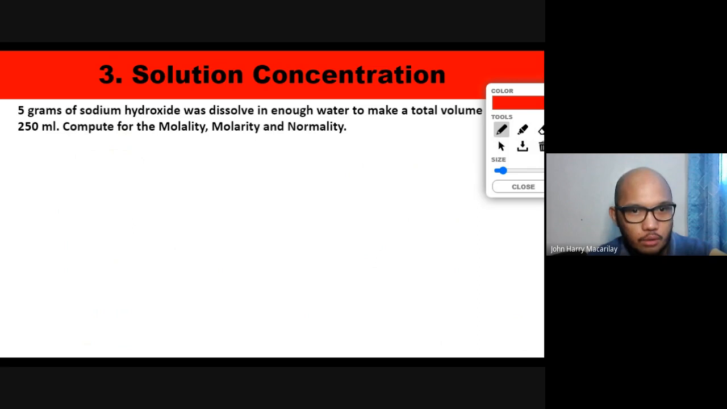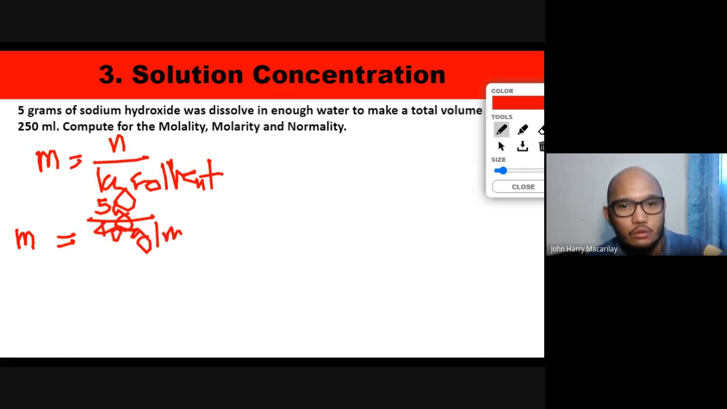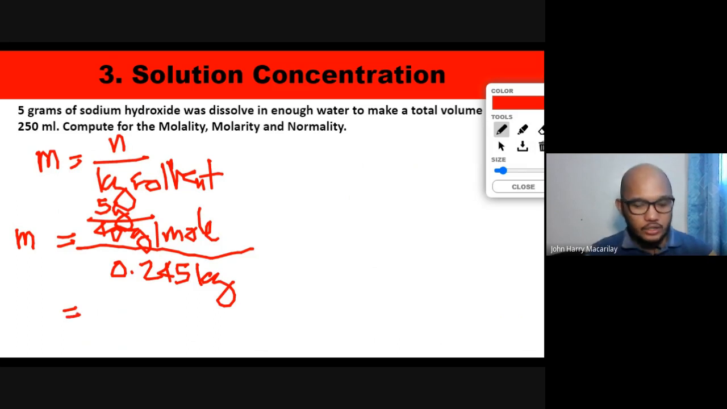So molality is equivalent to n over kilogram solvent. So let's substitute. n is 5 grams divided by 40 grams per mole for the molecular weight, and then the kilogram solvent is 0.245 kilogram. So what is the answer? 5 divided by 40 divided by 0.245.